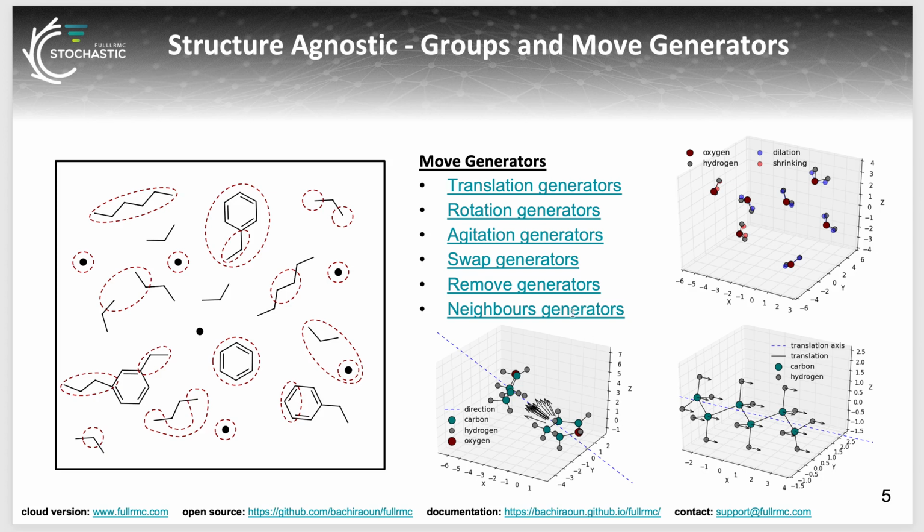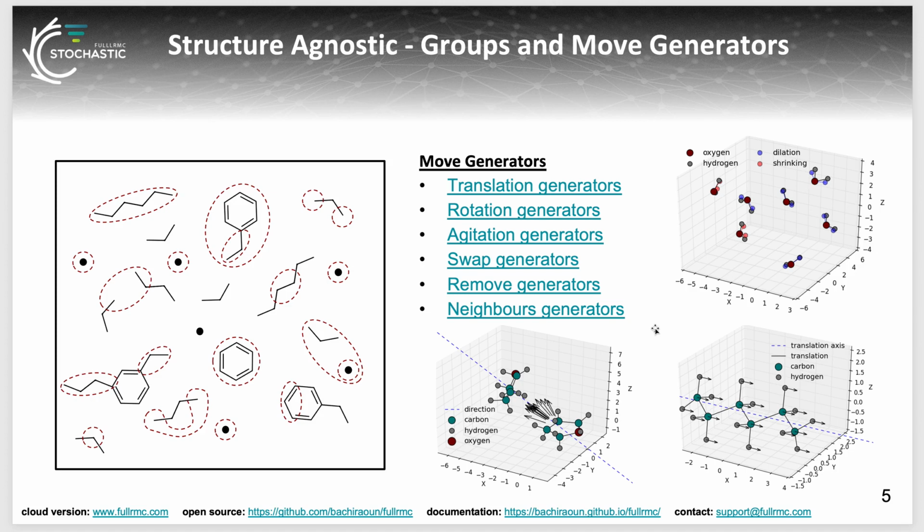You can also have a group being aware of its environment and let, for example, atoms attempt to get closer to each other. Those are representations of moves being generated. For example, here I'm allowing this molecule to translate, doing also rotations towards its neighboring molecule. This is a translation along a certain x-axis. These are agitations of the bonds, for example.